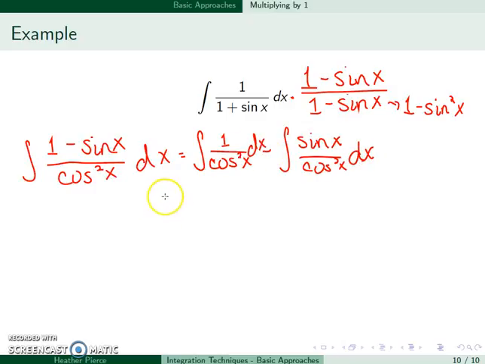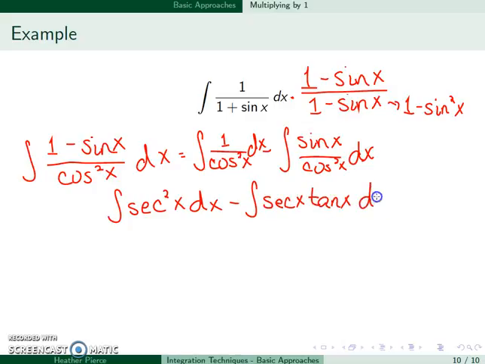Simplifying some trig functions, 1 over cosine is just secant. So this is secant squared x dx. And sine over cosine squared simplifies to secant x tangent x. The integral of secant squared is tangent, and the integral of secant tangent is secant.